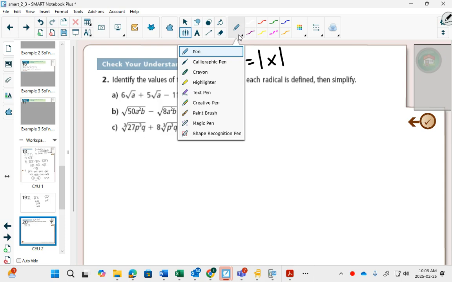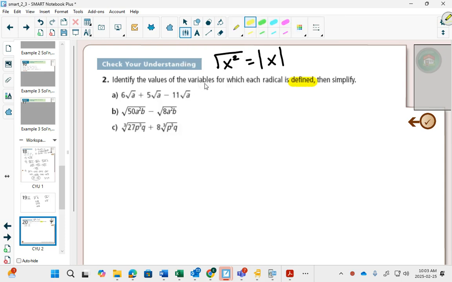This question once again has that, where is it defined, then simplify. So sometimes this page 112.